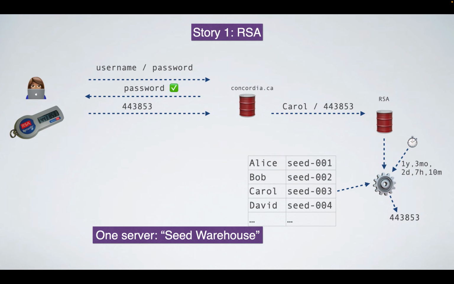Now the next thing they have to figure out is how much time has passed since that device was manufactured. They'll manufacture or configure all their devices in the factory, so they'll have that information. They'll say that thing was manufactured 1 year, 3 months, 2 days, 7 hours, and 10 minutes ago. So that tells me how many steps I have to go.